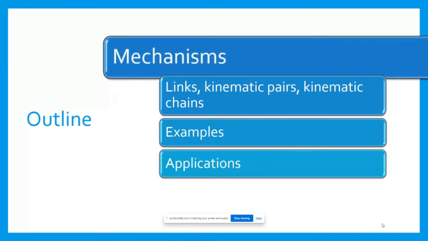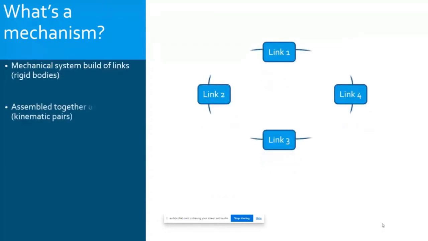So first, let's start with mechanisms. What is a mechanism? Now, a mechanism is built through what are called links. A link can be any mechanical element. A mechanical element can support forces, can move. So a link can be any mechanical element on the one condition that it can be assumed to be a rigid body.